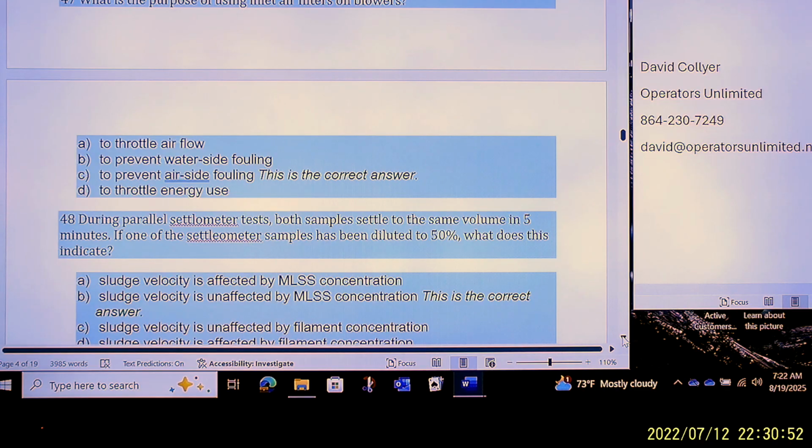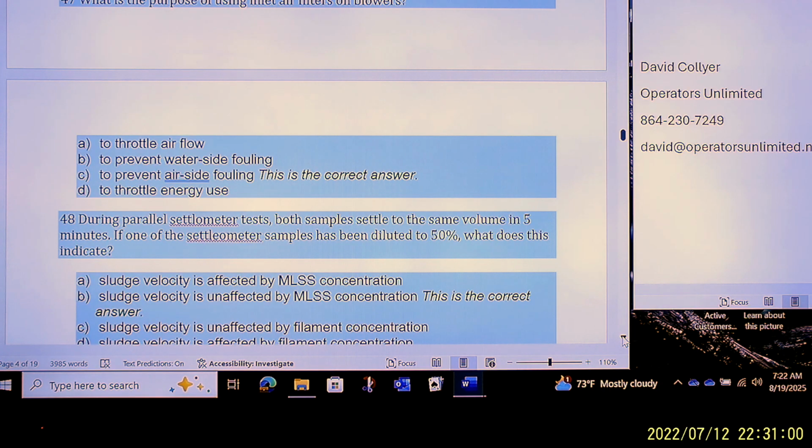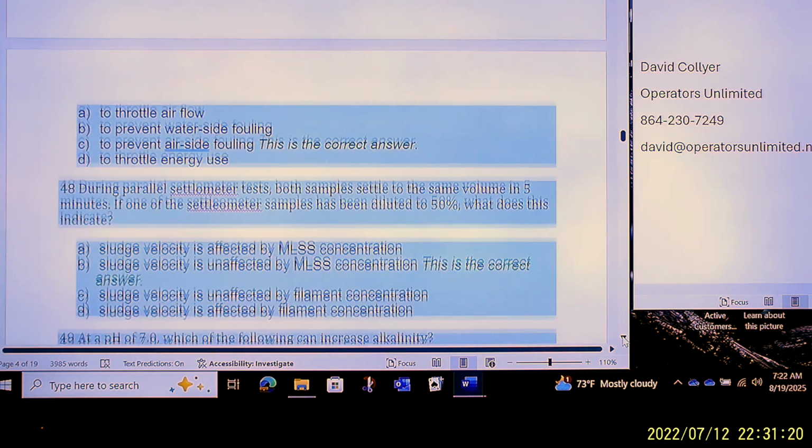Number 47, what is the purpose of using inlet air filters on blowers? A, to throttle air flow, B, to prevent water side fouling, C, to prevent air side fouling, or D, to throttle energy use. The answer to 47 is C, to prevent air side fouling.